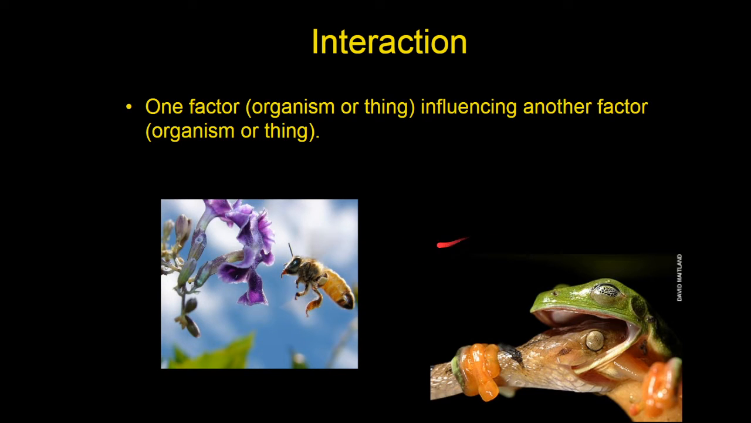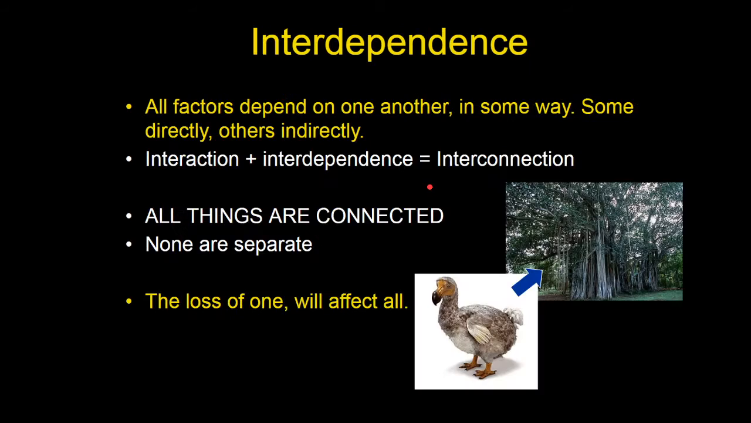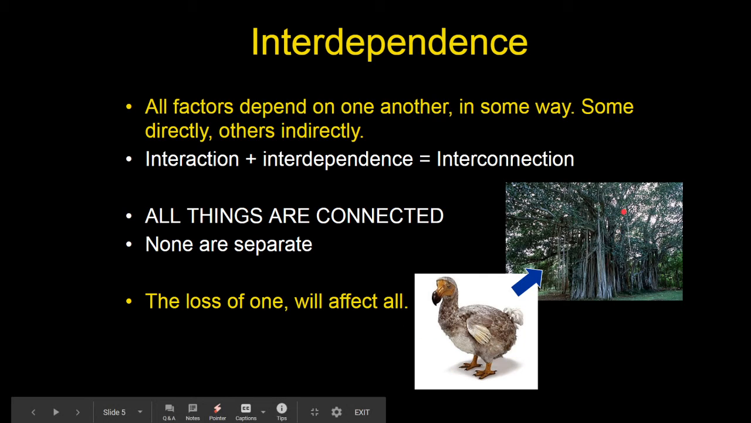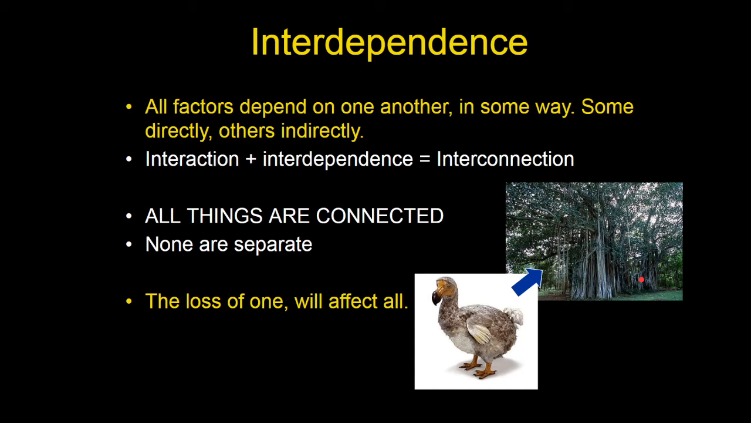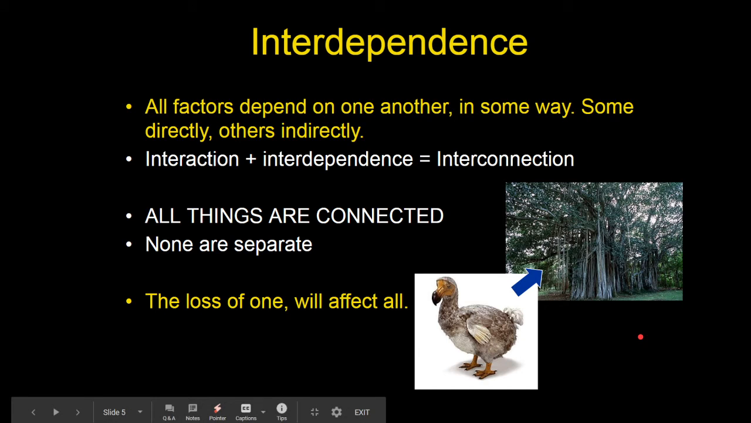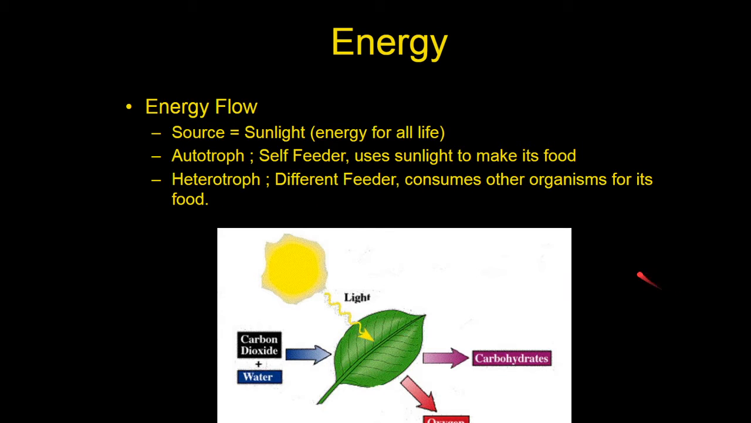Interactions is how one influences another one, could be positive, could be negative. Interdependence is how things get really connected by evolving together for so long. One's existence is directly tied to the survival of the other. And if one of them goes away, like the dodo bird going extinct, we see the dodo tree is starting to follow because they were that tightly intertwined in their evolution and their survival.